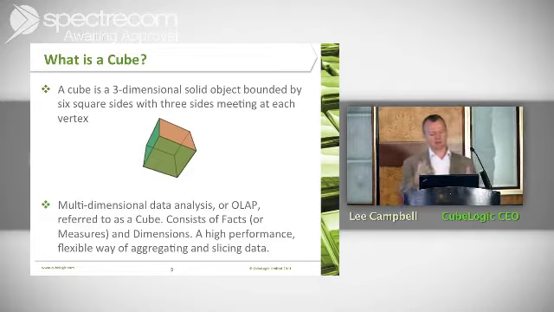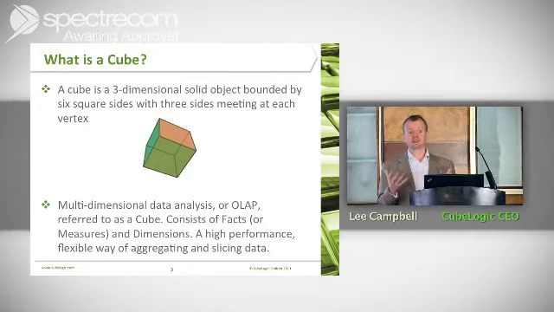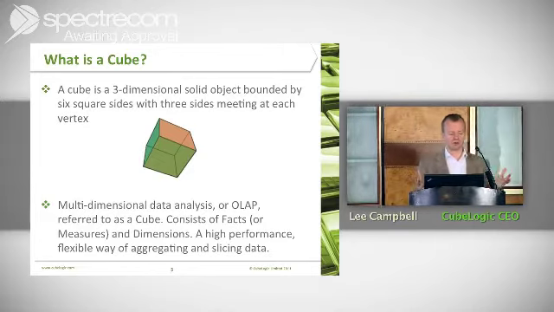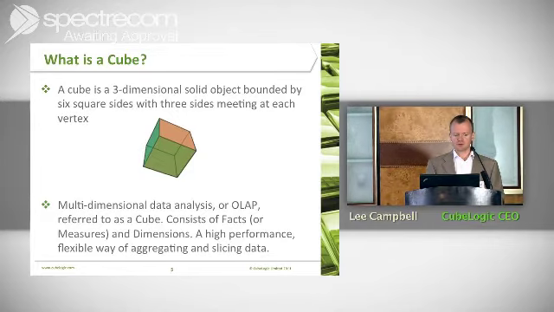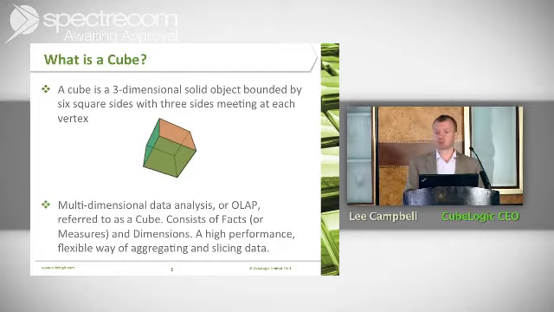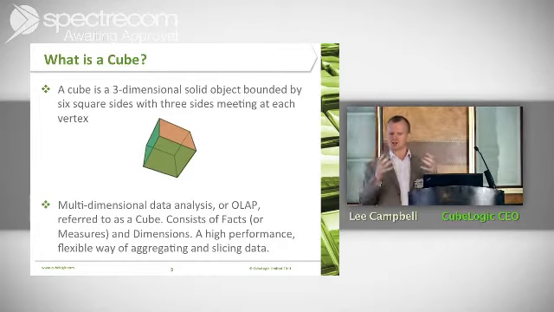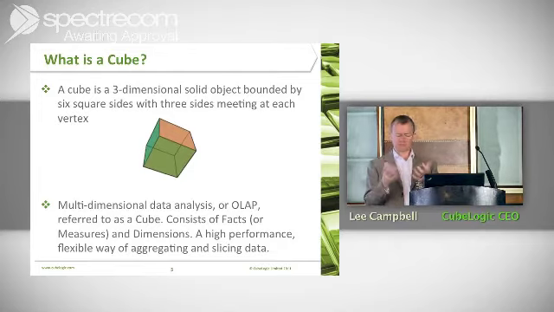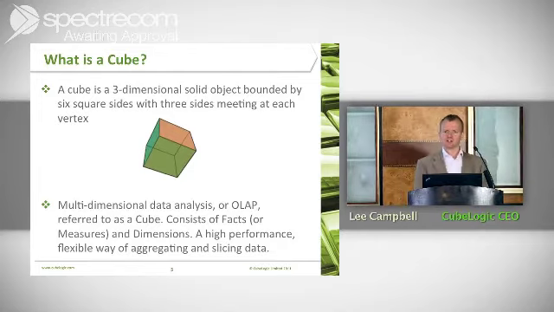But actually, in terms of what we think of as a cube, in technology terms, that's actually wrong, because here it's saying a cube is a 3-dimensional object. Well, actually, OLAP cubes are multidimensional, and by that we mean you've got specifically a lot of data in this cube, which we call facts or measures, and you've got a lot of dimensions.